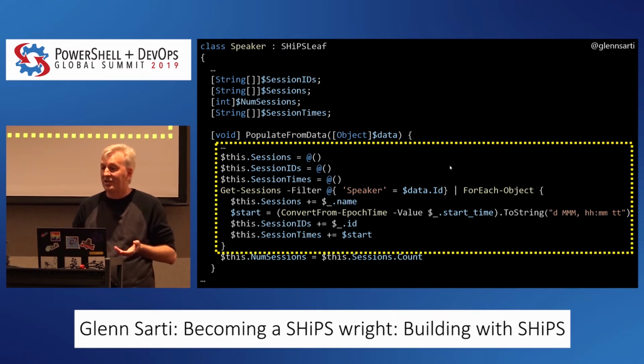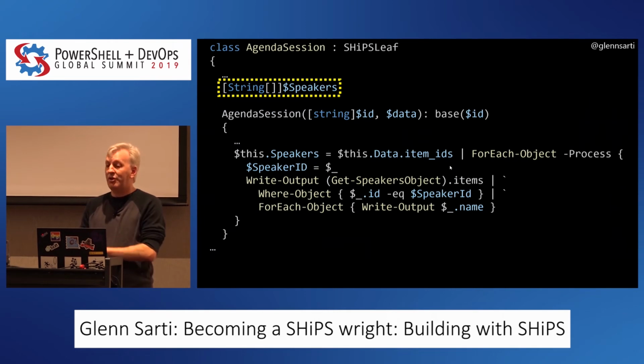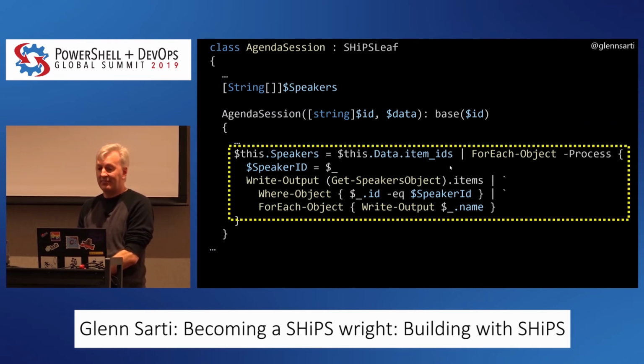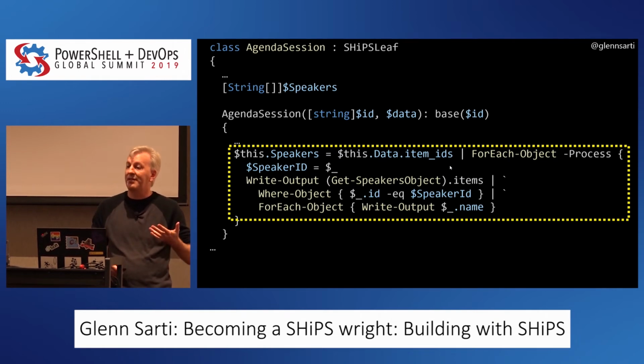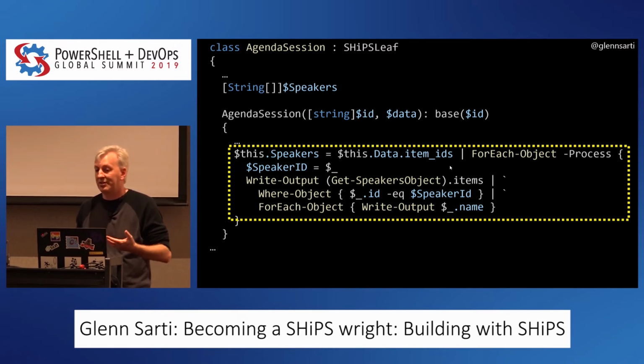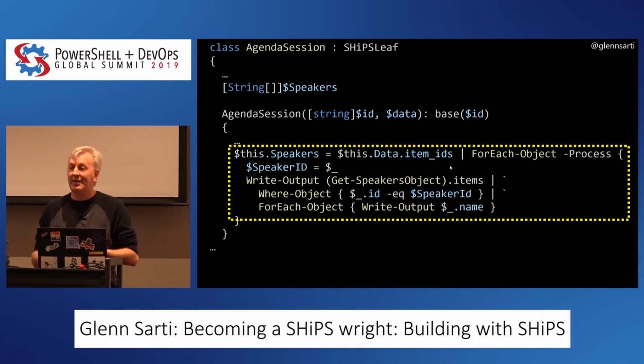So next we can modify the agenda session object with the speaker information. Again, we add the new public property called speakers. And then we populate this by going through all of the speaker IDs for the session and then finding those IDs in the speaker JSON file. So again, now the user has more information about a session with the speaker names, and we haven't created any loops in our DAG.